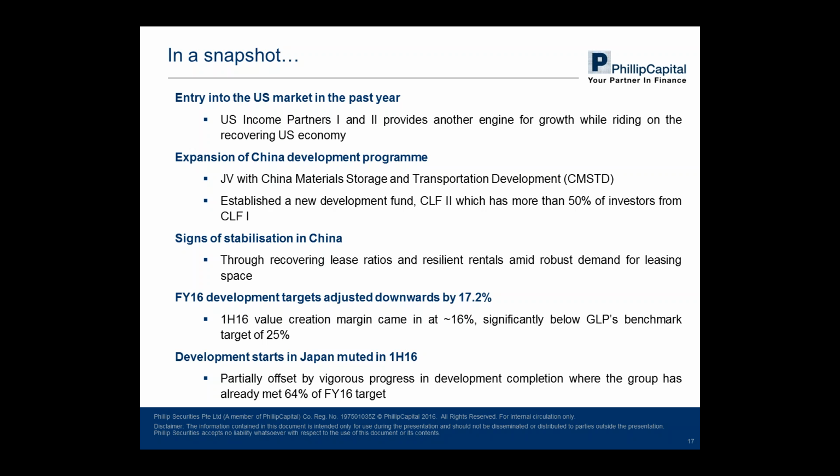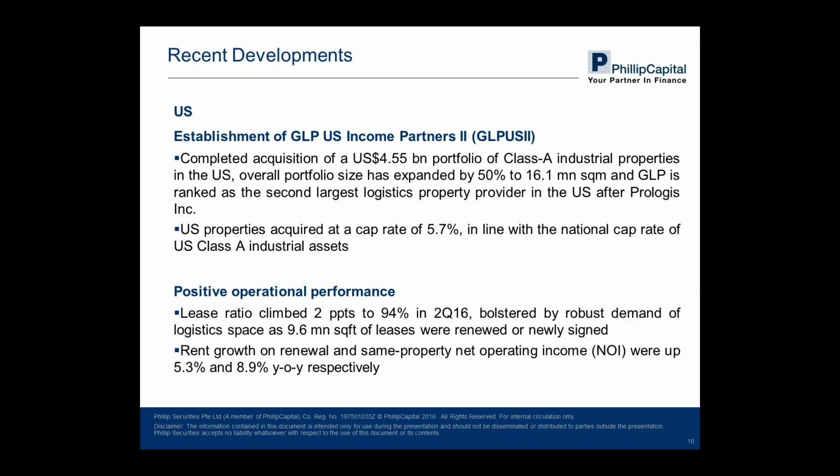Next, we see that there are some signs of stabilization in China amid recovering lease ratios and resilient rentals. So lease ratios in the first quarter dipped to 88%, but subsequently recovered 1 percentage point upwards to 89%. We'll get into it a bit later. And the other thing about rentals is that we have not seen any fall in rentals. In fact, rentals have continued increasing. And this is backed by the robust demand for leasing space in China. Okay. Now, I'll skip the next 2 points because I'll get into it just in a few slides later. Okay, now we'll go back to the US.